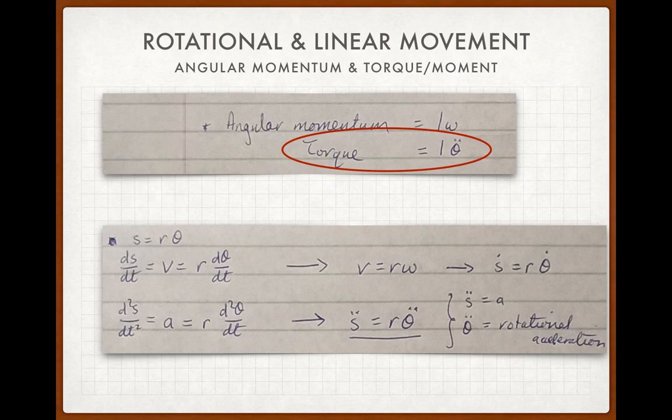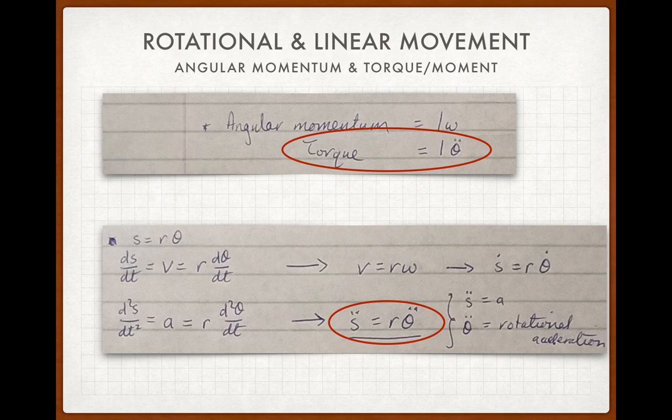And I've explained the terms in the bottom right corner there as well. S double dot is the acceleration, theta double dot is the rotational acceleration. Now, that's the second formula we're going to use. There's a third one, which is F net is equal to ma, that you've come across already.